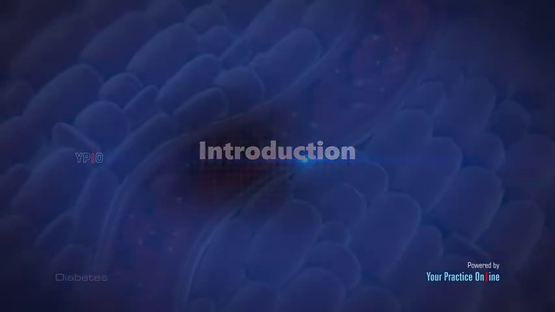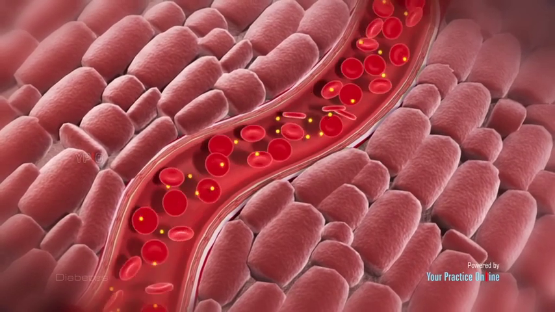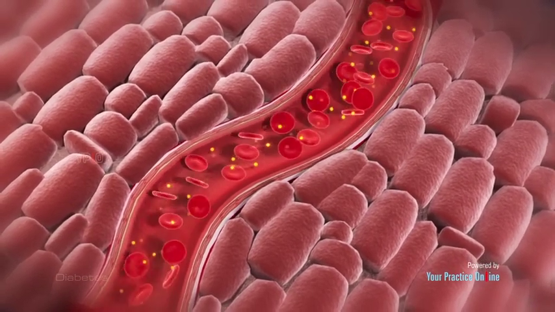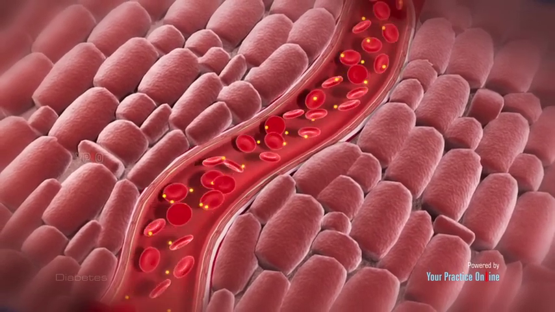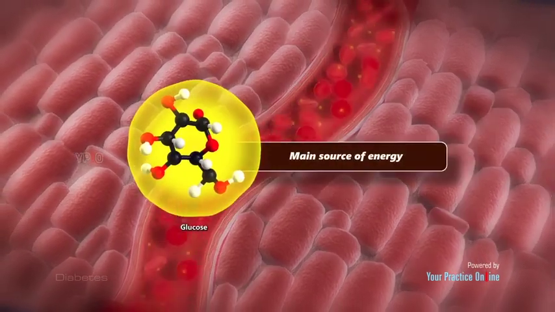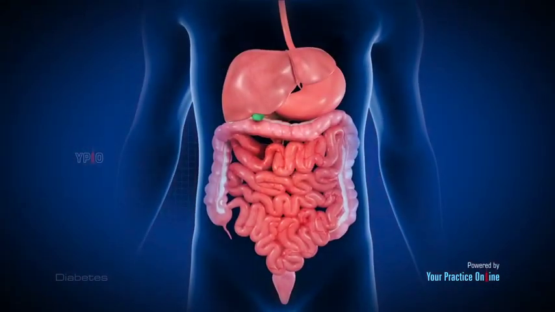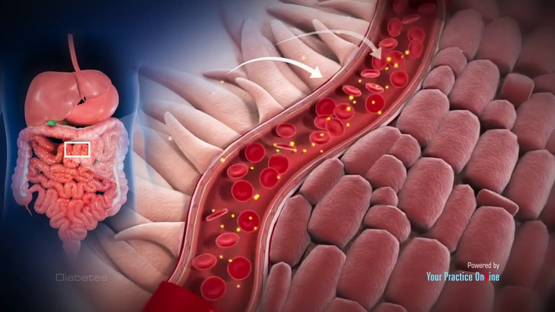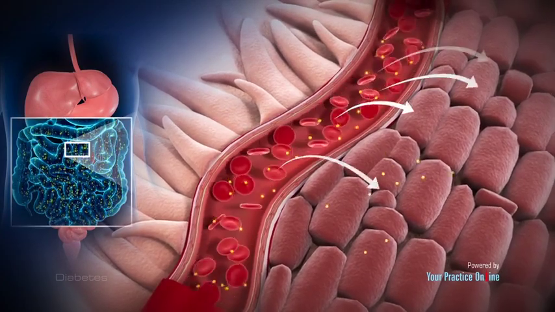Introduction. The term diabetes commonly refers to diabetes mellitus, a metabolic disorder that leads to excess sugar or glucose in the blood. Glucose is the main source of energy for the body. Once food is digested, glucose enters the blood and is carried to various cells and tissues.